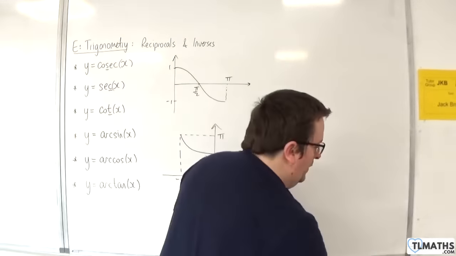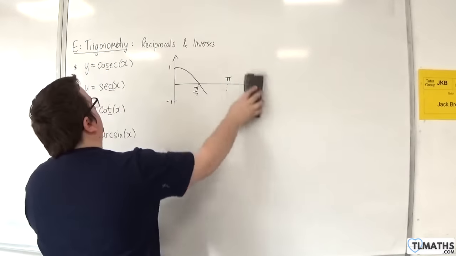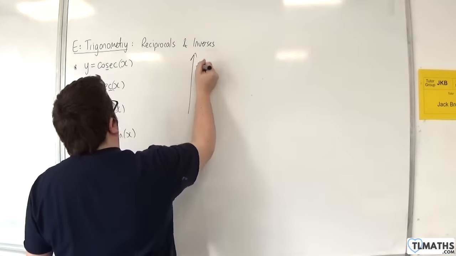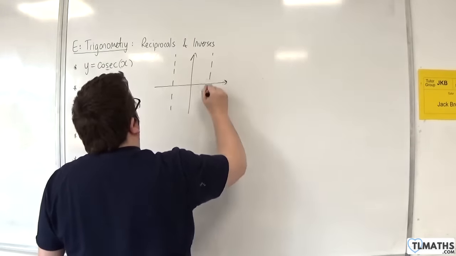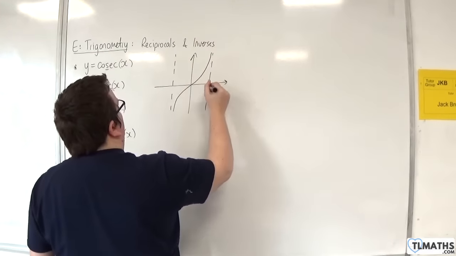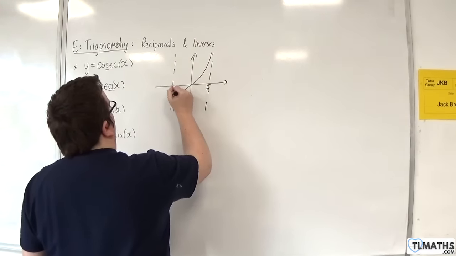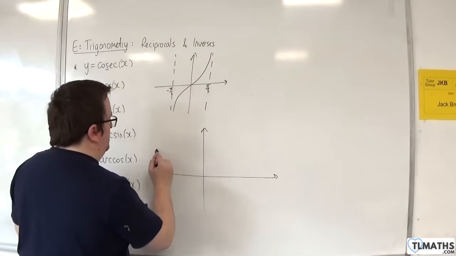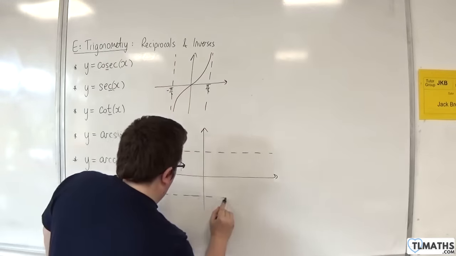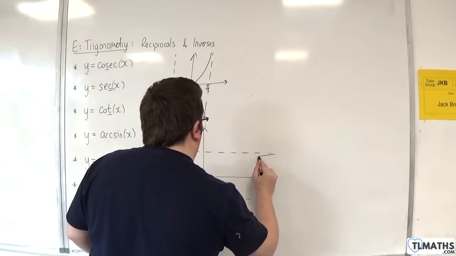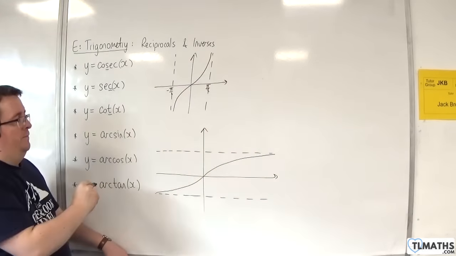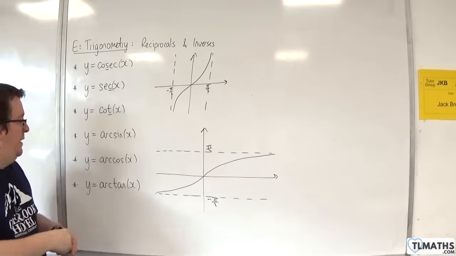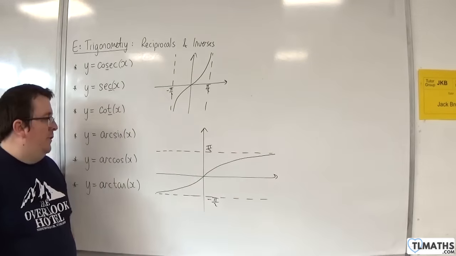Okay? So we've got one last one. So arc tan of x. So a quick sketch of tan. So the piece I want is just that piece there. Now that's pi over 2, and that's minus pi over 2. So I'm going to reflect that in the line y equals x. So the vertical asymptotes become horizontal, like so. And so the curve looks something like that. And so that is pi over 2, and that is minus pi over 2. Okay, and so that's how we can quickly sketch the reciprocal and inverse trig functions.